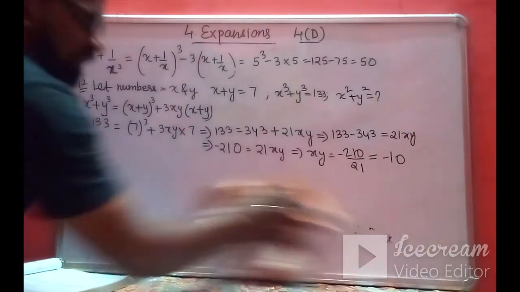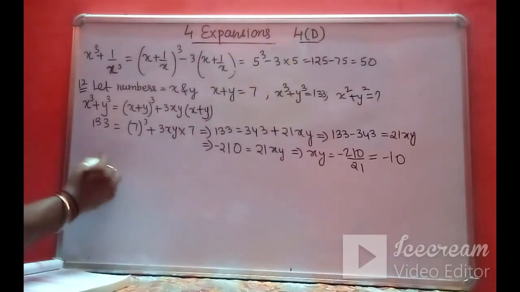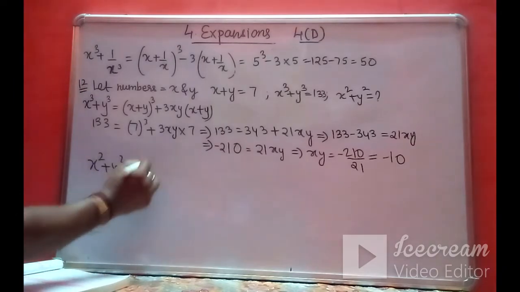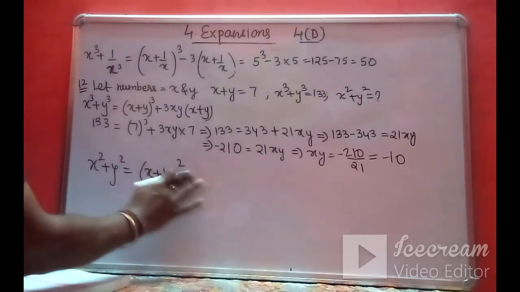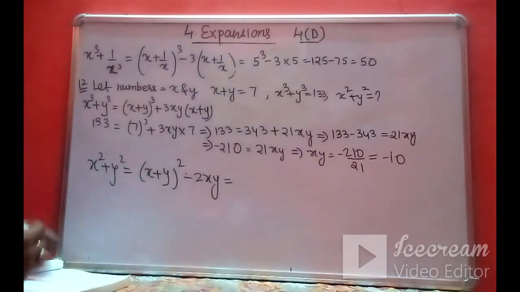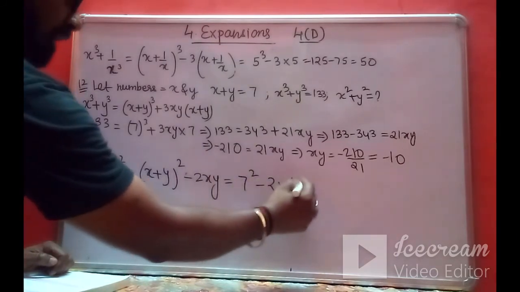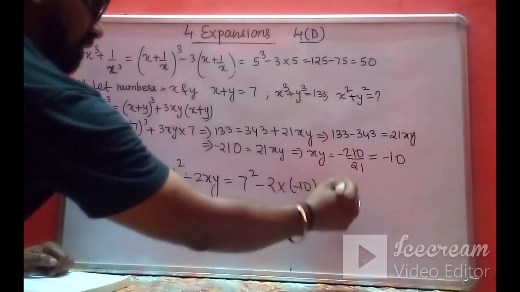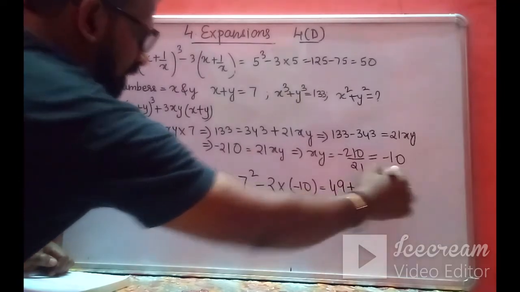Now we can very easily get the value of x square plus y square. So x square plus y square, we can write x plus y whole square minus 2xy. So it is 7 square minus 2 into 10, that is 49 minus 20. So our answer is 29.